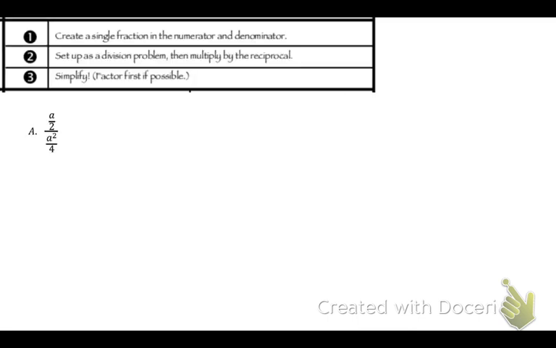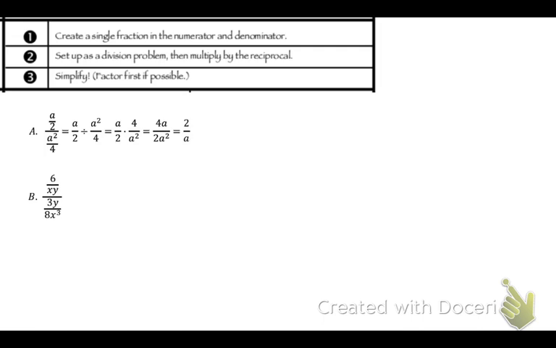Okay, let's look at this one. So we have a over 2 divided by a squared over 4. Well, I'm just going to write this as a division problem because this kind of confuses me when it's just this big fraction. I don't like that. Let's just write it as a division problem. Okay, so we have a over 2 divided by a squared over 4. Well, now I know how to do this problem. I'm going to flip that second fraction right here. And I get a over 2 times 4 over a squared, which is 4a over 2a squared, which reduces to 2 over a.